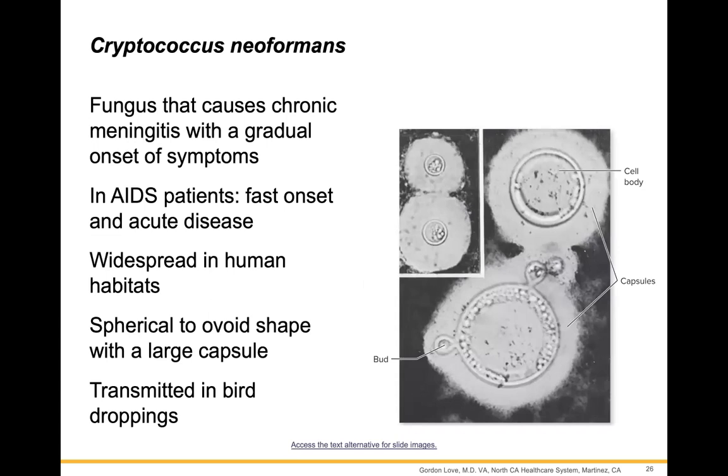Cryptococcus neoformans. This is a fungus that causes chronic meningitis with a gradual onset of symptoms. In AIDS patients, it's a pretty fast onset with acute disease. It's not something that we typically see in people that have a competent immune system. In this particular image here, you can see halos around large spherical yeast cells that are thick capsules. You can also see that they can form buds coming off of one cell. And encapsulation is a useful diagnostic sign for Cryptococcus, although the capsule is fragile and may not show up in some preparations.